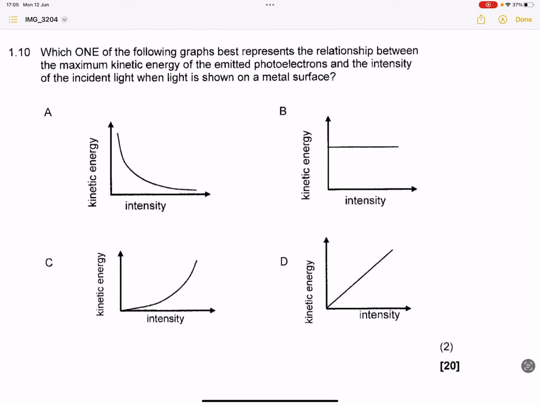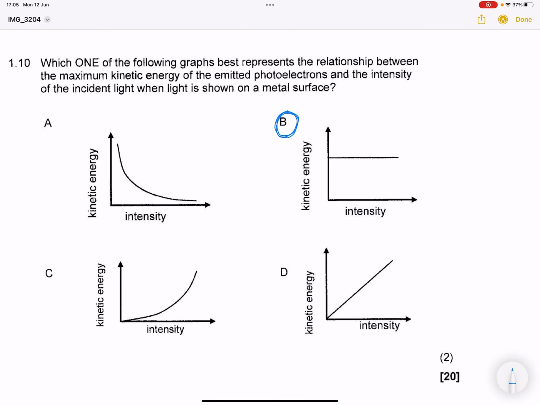Remember, the only thing that changes the kinetic energy in this case would be the frequency. So if you change the frequency, then it would change the kinetic energy. So as the intensity increases, the kinetic energy would remain the same. So our answer there should be B.